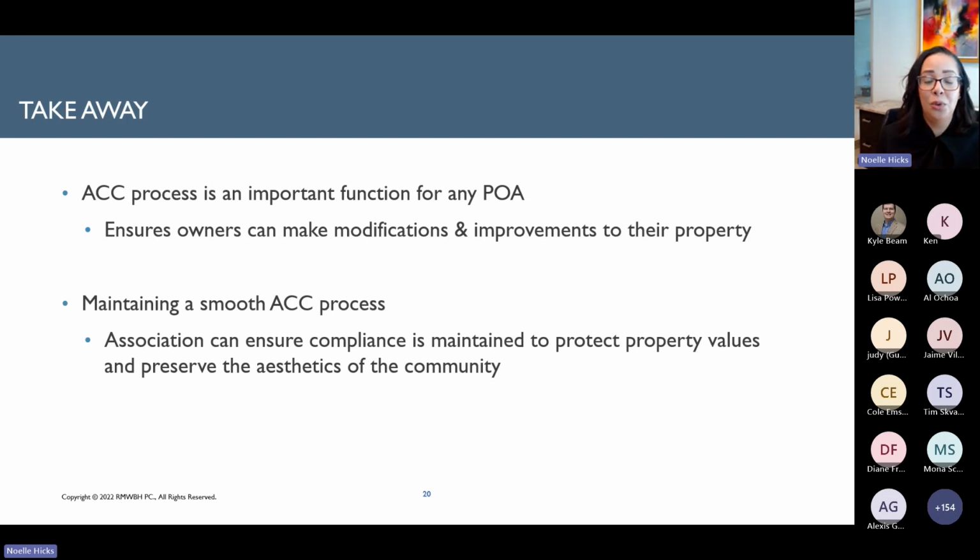But again, with the smooth ACC process, part of maintaining this process consistently and efficiently is so the association can maintain compliance. So we know that the homeowners are complying with the restrictions and the ACC guidelines. Again, we're protecting those values and we are preserving the aesthetics of the community, which are the number one goals of a property owners association anyway.